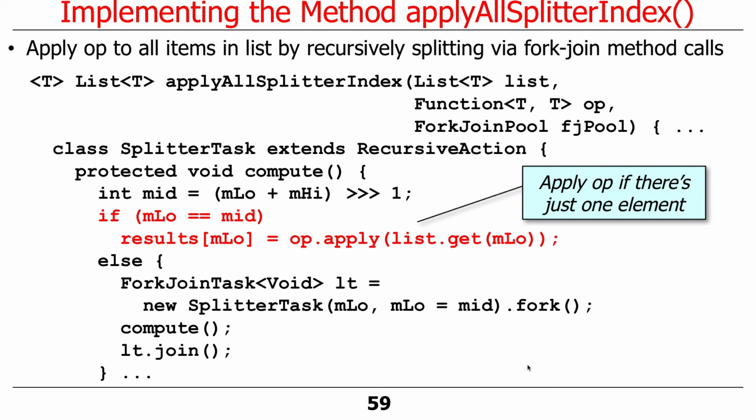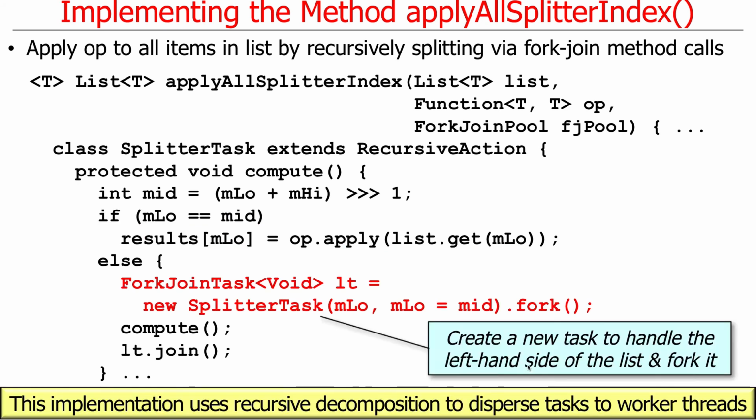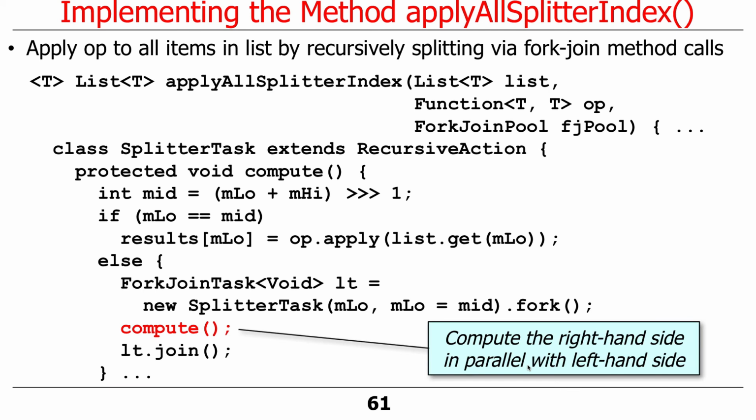Okay, so we apply the operation, get the item out of the list, apply the operation, store the result in the results array. So that's the basis case for the recursion. Otherwise, we're going to use recursive decomposition. So what we're going to do is create a new splitter task, which is going to be low, and we're going to set low to mid. So it's low to mid, fork it, store it here. So we're going to go ahead and start this guy working. And then we're going to call compute.